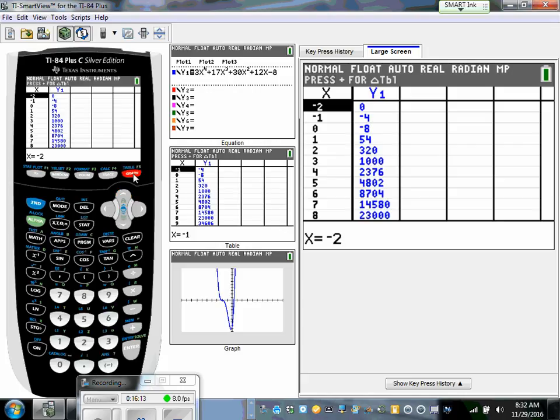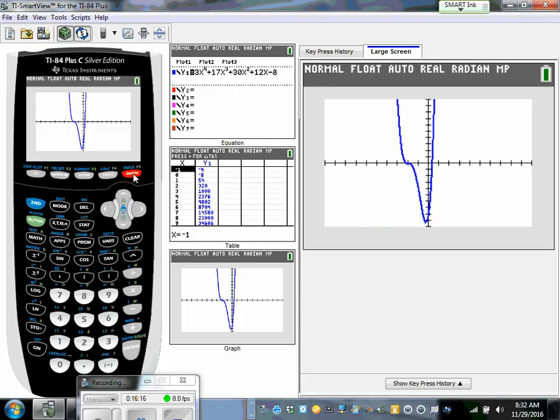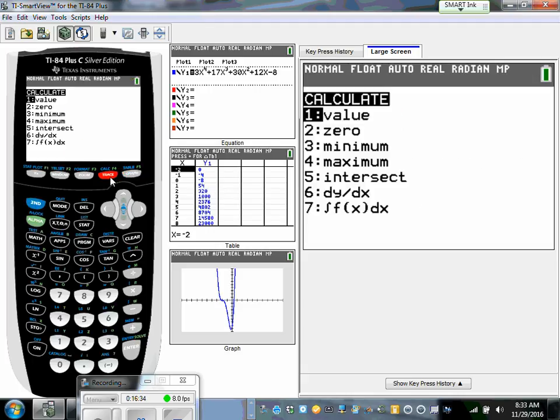Go back to your graph. Hit graph again. We know negative 2 works. The other one, I can guess it's maybe like a third, a fourth, a half, somewhere in there. I can find out. So if I hit second trace, that brings up that calculating menu again. Now, we've used this button before. What do you think we want to calculate? The 0. I want to know the zeros. So I want to choose option 2.